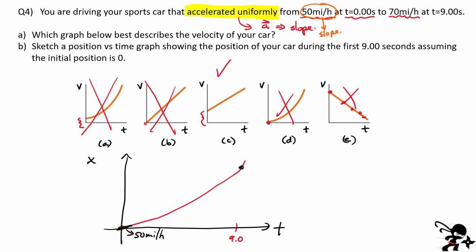The slope over here is steeper, right? So here the slope must be 70 miles per hour. Okay, and we should have a parabola here, so the speed is constantly changing. The velocity is increasing from 50 to 70 in a uniform way. So let me just write that down, a parabola. All right, that's it for question 4.